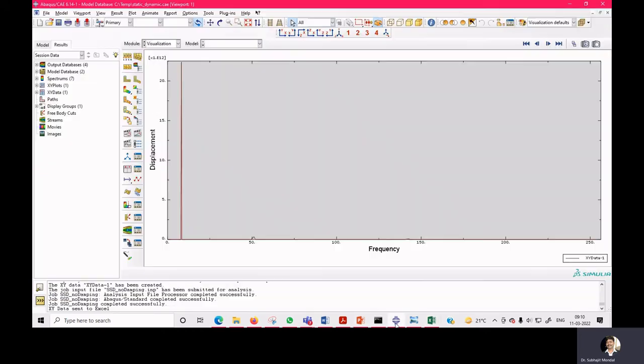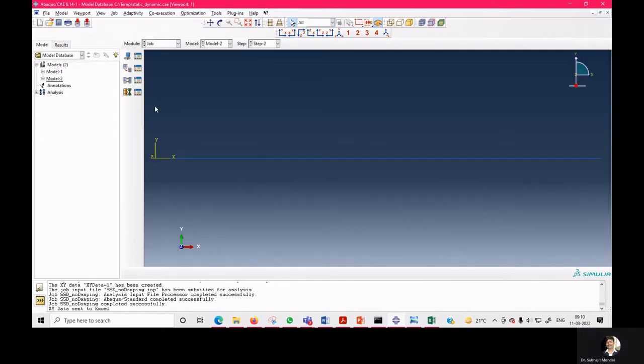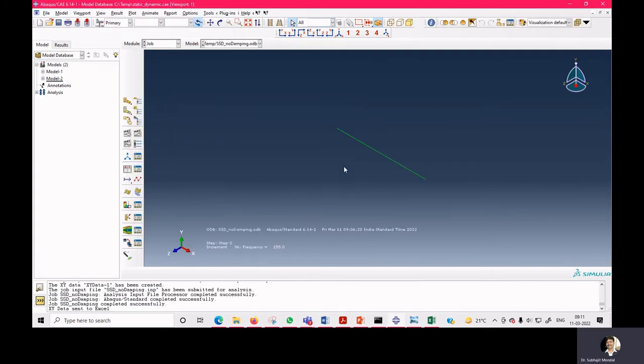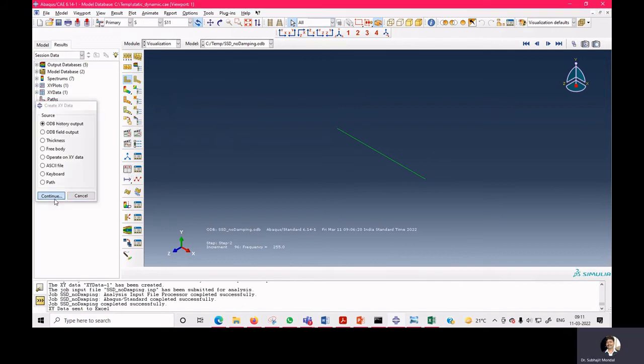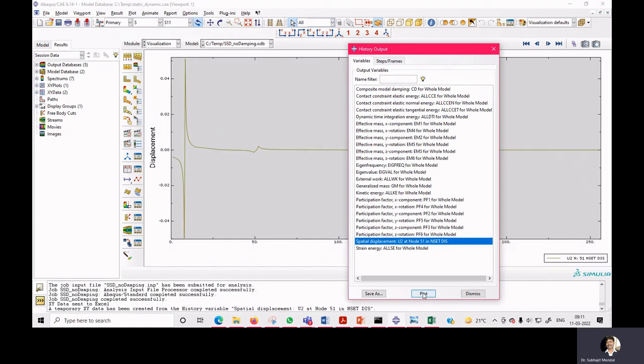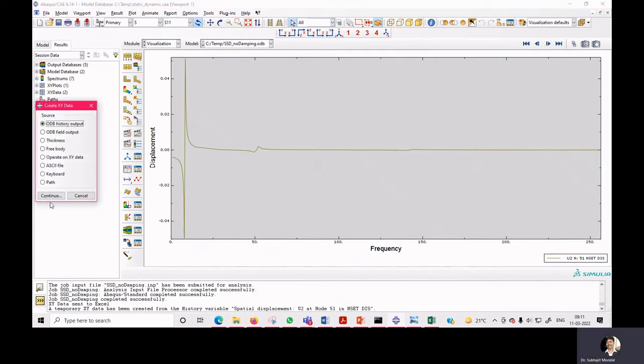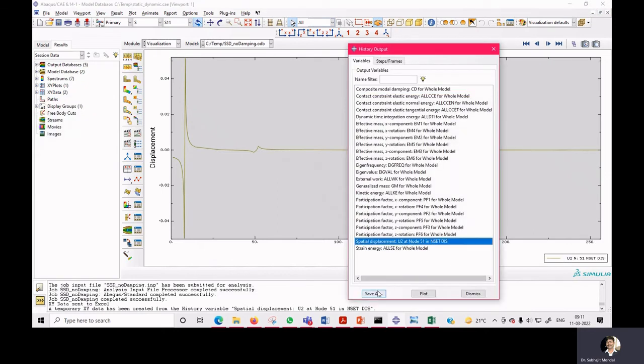Next we are going to see the response with the damping case. Here we have provided damping as a fraction of 0.01. Now we will try to plot that U2. Here you can see we have damping, and due to that we have this type of response. Now again we are going to save this data U2.